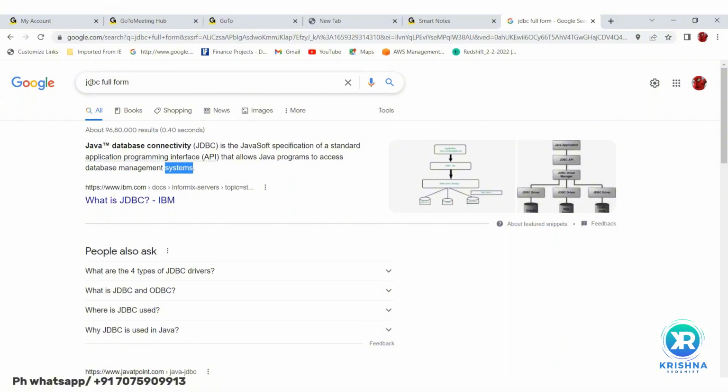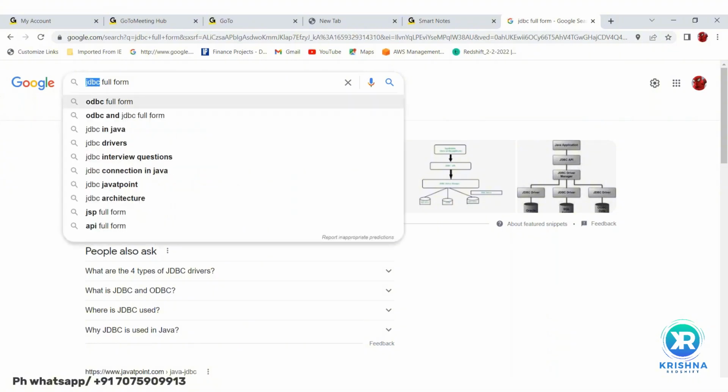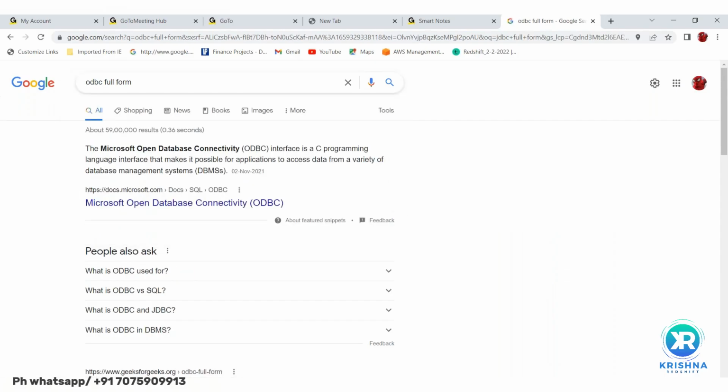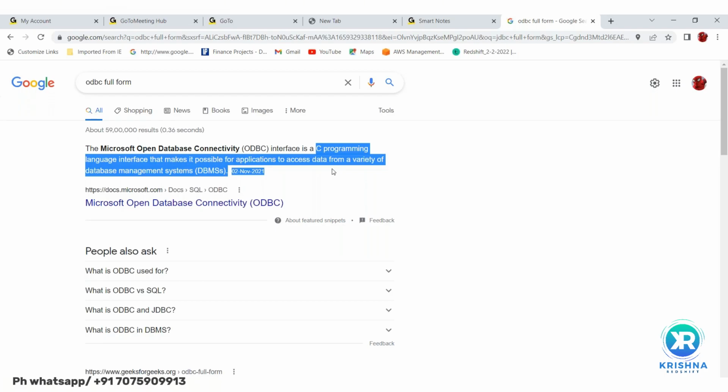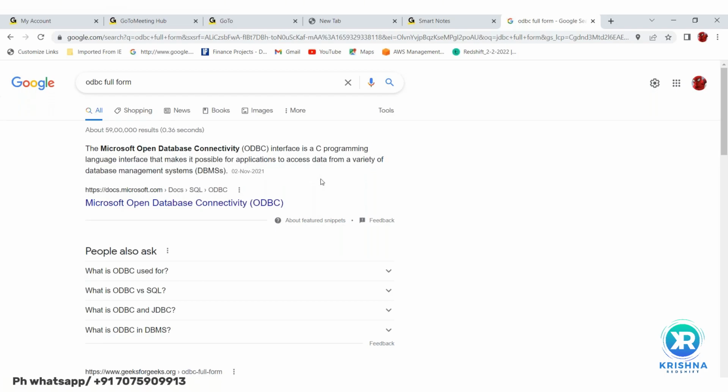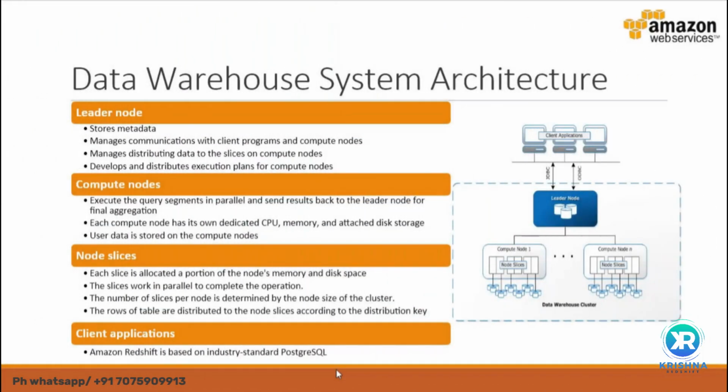But nowadays, mostly people are using JDBC. But any database will release both the drivers, because some people will use ODBC, some people will use JDBC. ODBC is designed using the C programming language, and that is used to access the database management system.